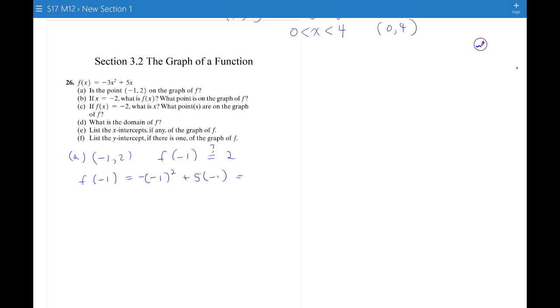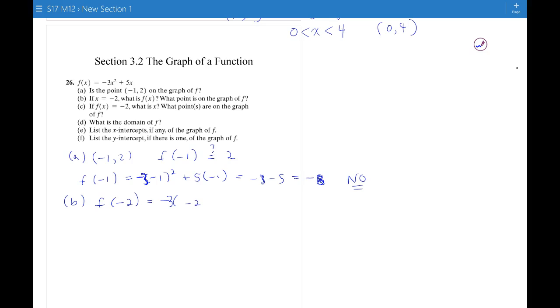And it looks like it's -1 minus 5. So no, the point (-1, 2) is not on the graph. The point (-1, -6) is on the graph. And B says if x is -2, what's f of x? So f of -2, oops, I see I lost a 3 here. Doesn't change my answer, but it changes the point that's actually on the graph.